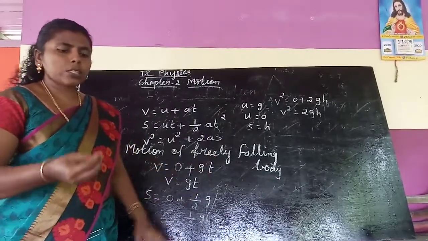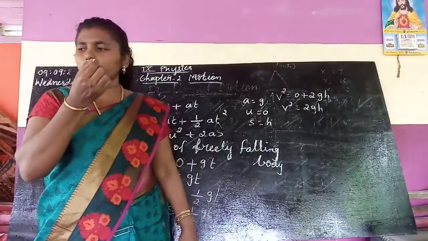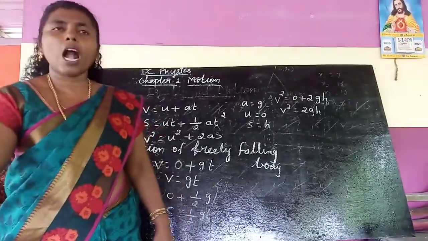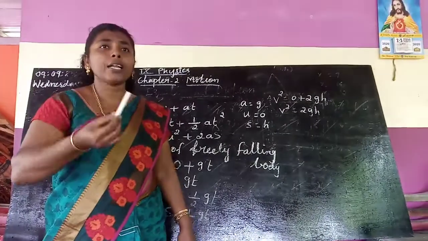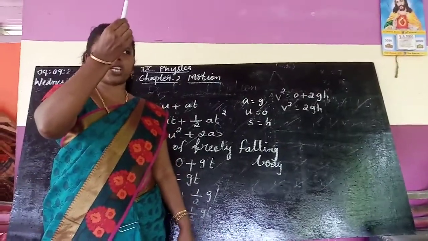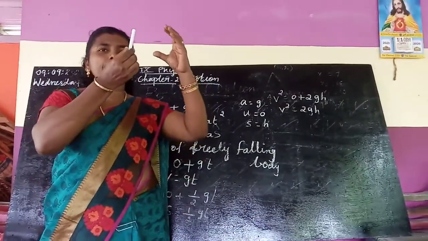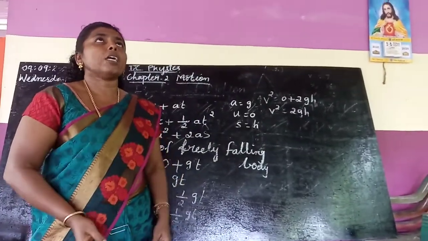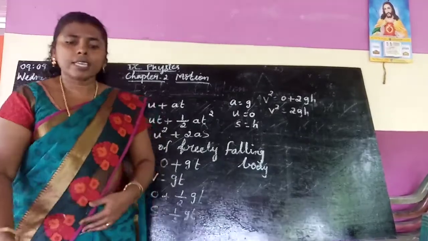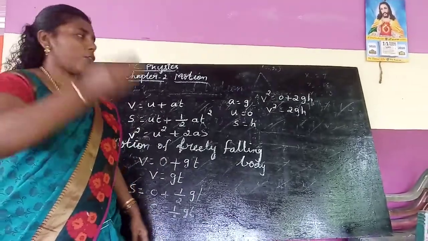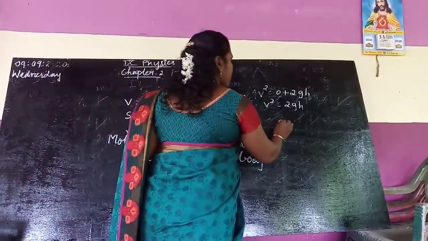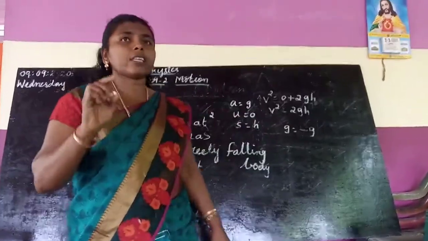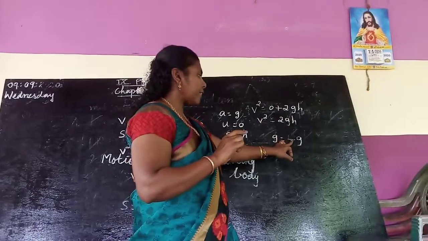Okay. Suppose this is the object. The chalk piece is an object. Now, when I'm throwing this object upward, it is against the gravitational force. Gravitational force is always attracting towards the earth, but I am throwing it upward. So it's against the gravitational force, and instead of g, we have to write minus g. Why minus here? Because it is against the gravitational force.